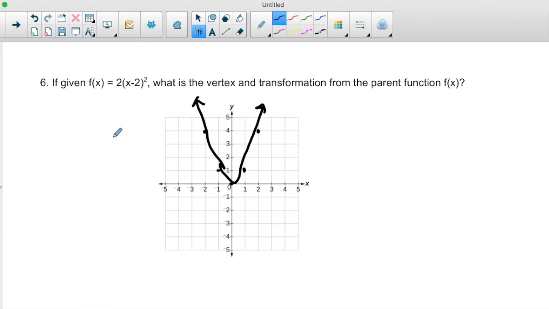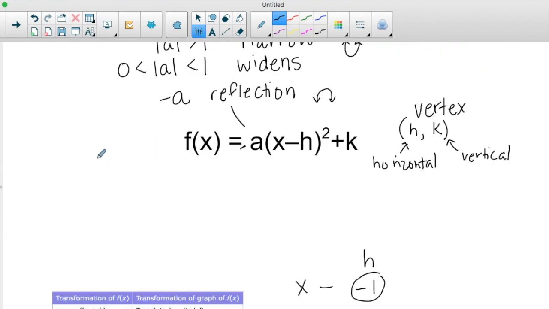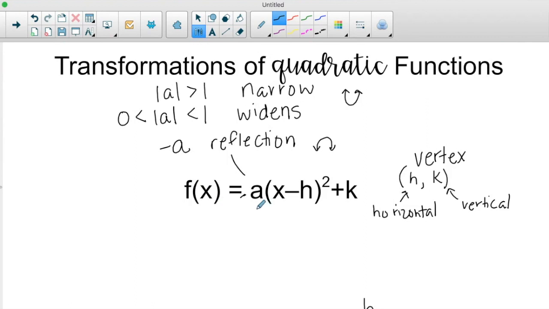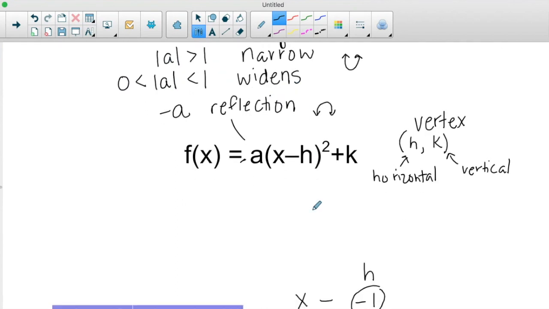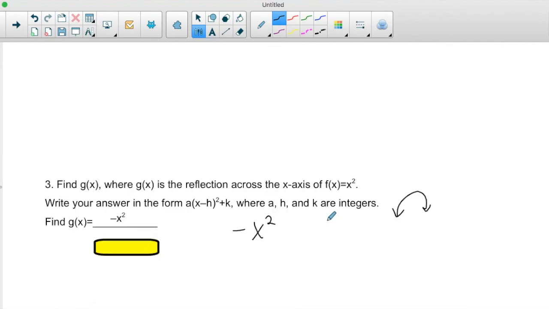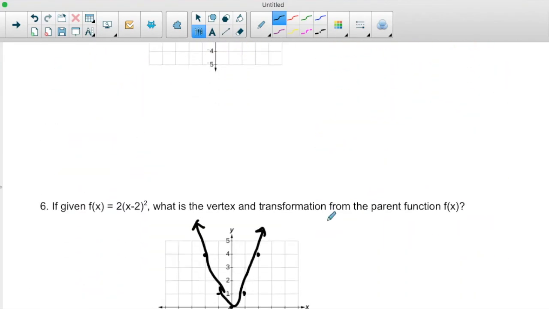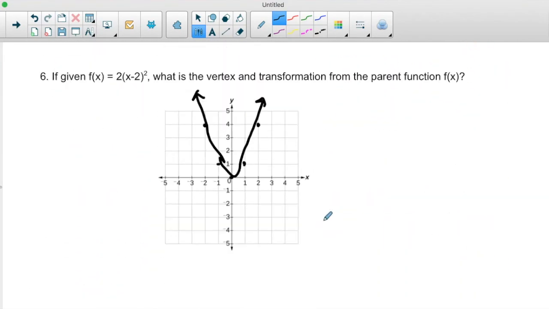What do you notice is going on here? There's a number, right? So at the beginning of the notes, we said that if you have a number here where a is, if the absolute value is greater than 1, that means your function is narrower than the parent function. Okay, so then what we're going to do is we're going to look at how did it get narrower, right? Now you could do a table so that you could find out the exact numbers. But I also want to talk about what happened. Was it a horizontal or vertical shift?